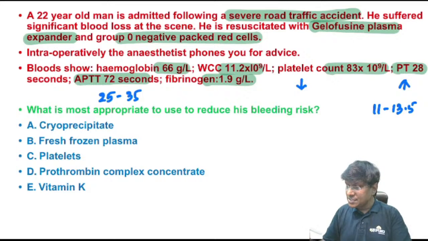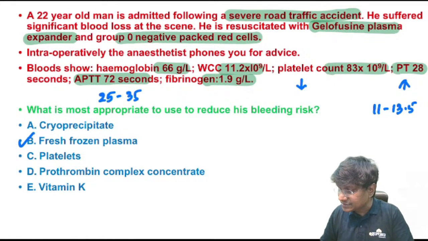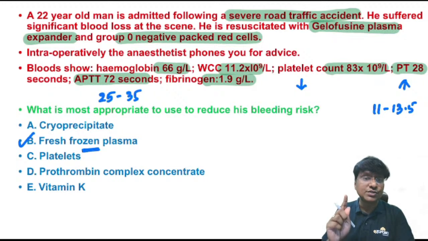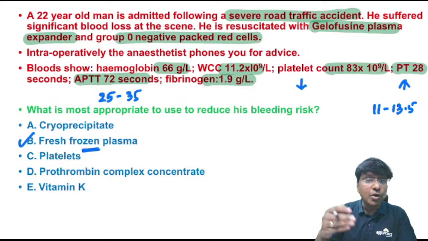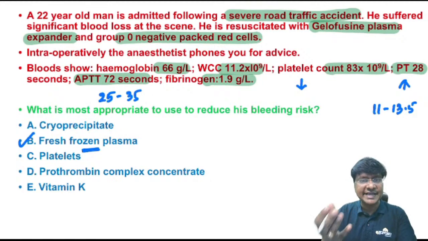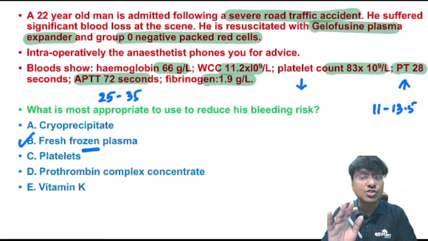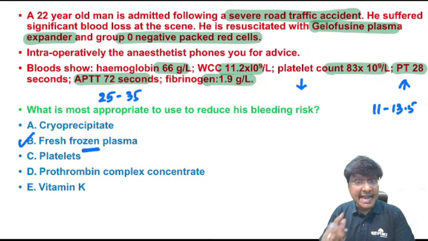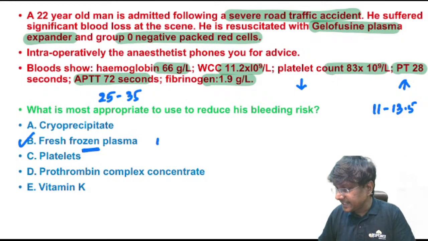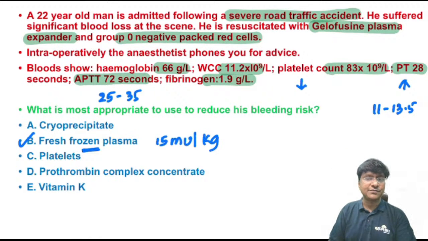Now in this scenario, what you need to supplement is fresh frozen plasma. Right, fresh frozen plasma. Why? Because both PT and APTT are elevated. That means your extrinsic pathway and your intrinsic pathway, both are affected. So in such case you need to give fresh frozen plasma, which contains almost all coagulation factors. And this fresh frozen plasma should be given at a dosage of 15 milliliters per kg. That is the dosage of fresh frozen plasma.